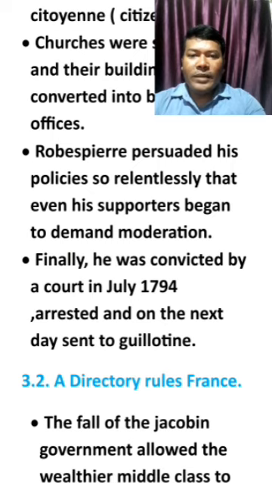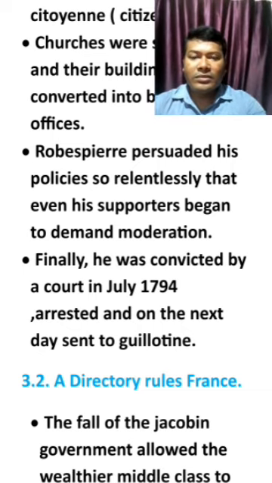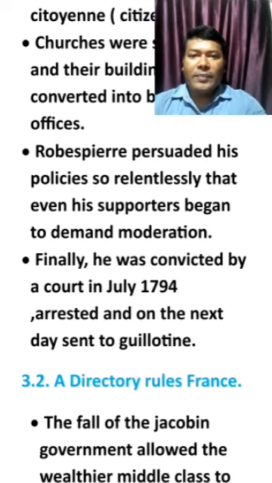Robespierre's government pursued its policies so relentlessly that even his supporters began to demand moderation. Robespierre's government applied his policies strictly. As a result, his supporters also did not tolerate his laws, and they demanded that he moderate his policies or laws.